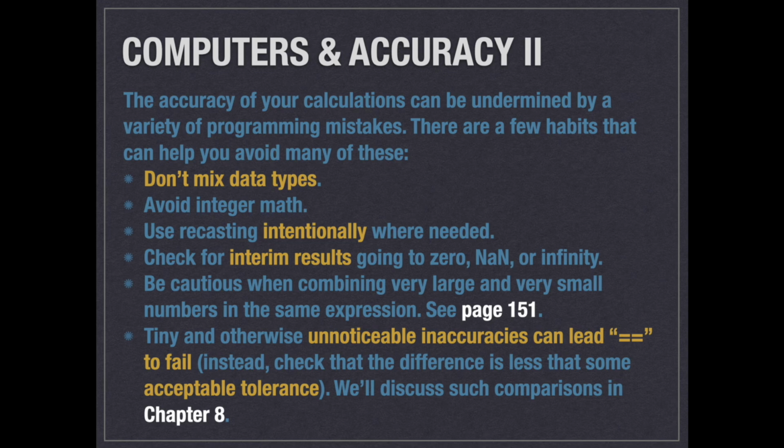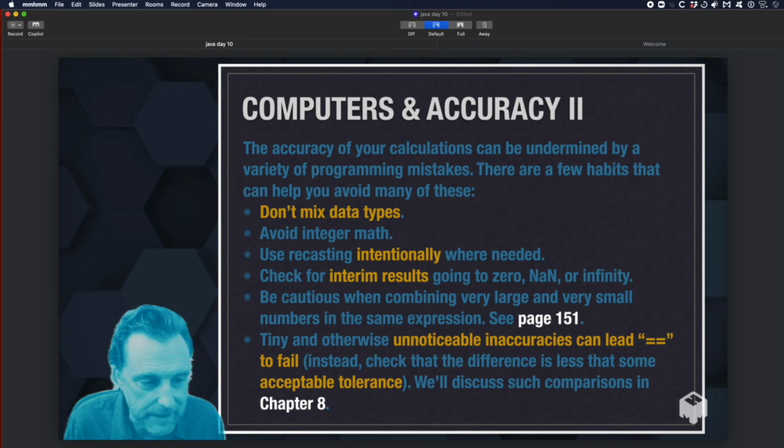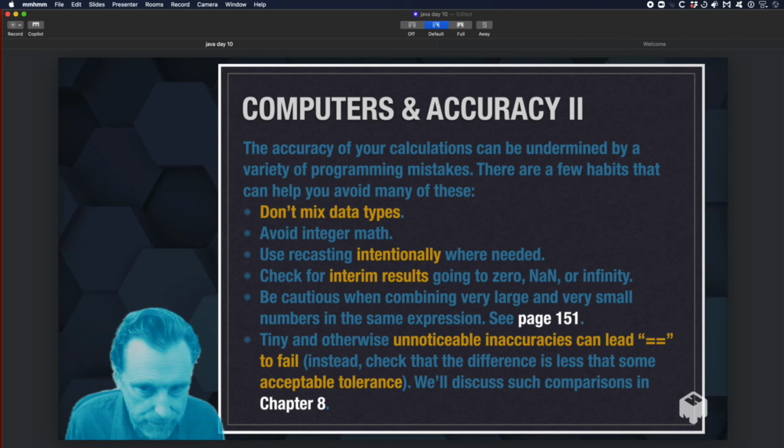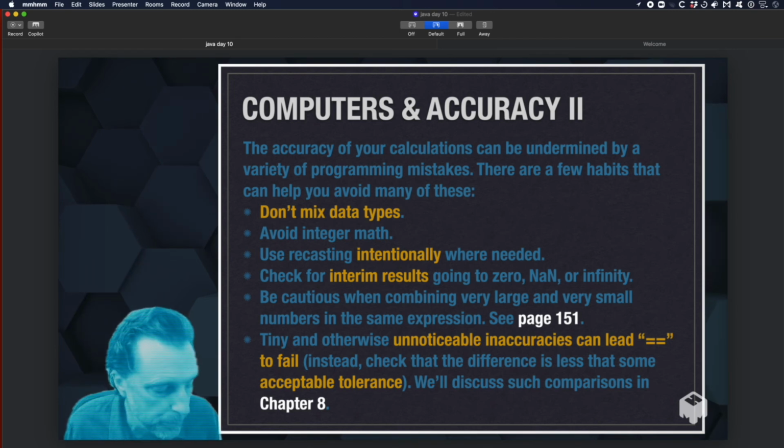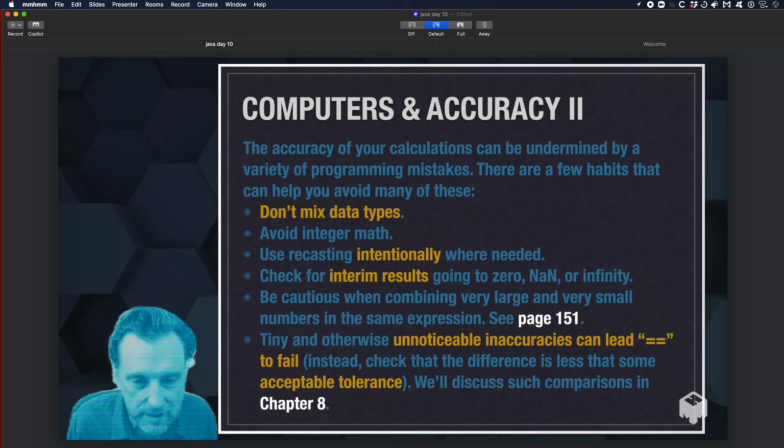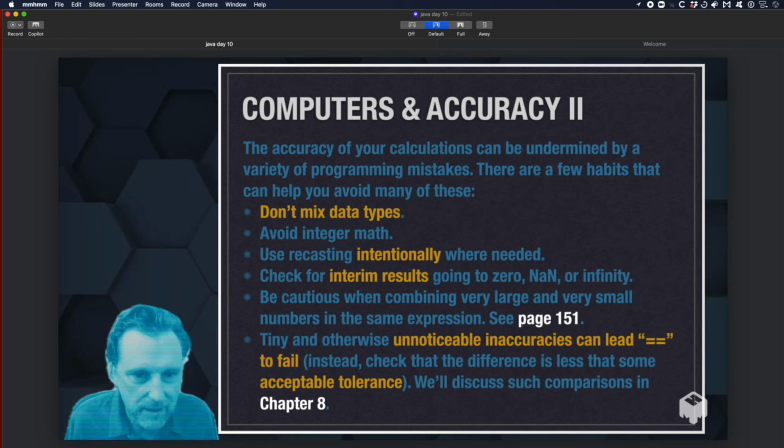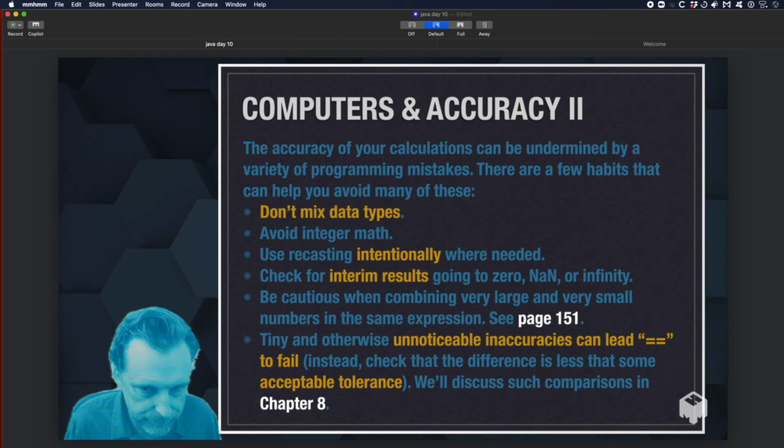There's a method built into Java called isNaN, which you can use to test to see whether a number has gone to not a number. Same thing with infinity. There's a method available to test for that. So the idea would be to break complex calculations up into steps and check those interim results for bad things happening and address those bad things if and when they happen.